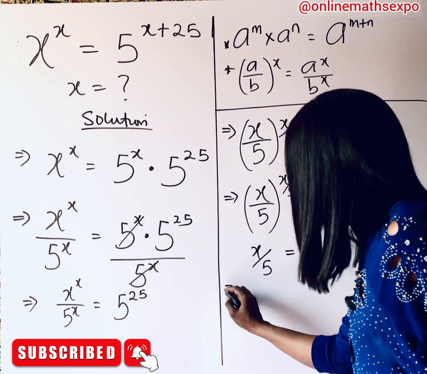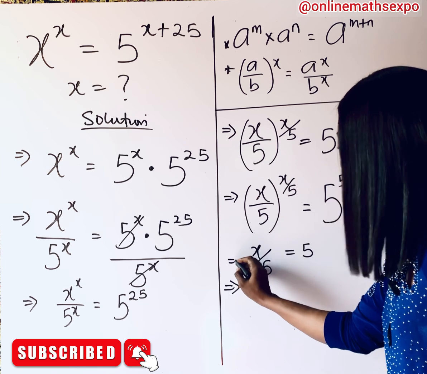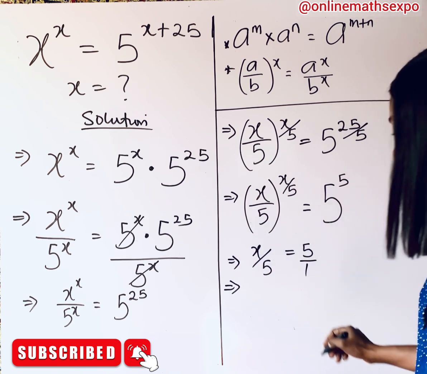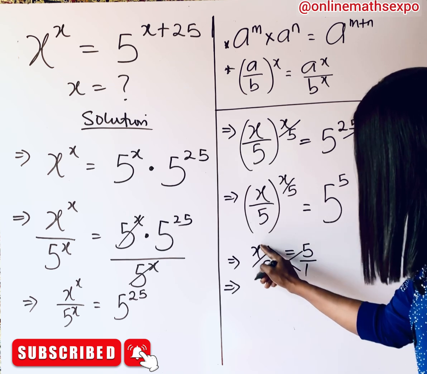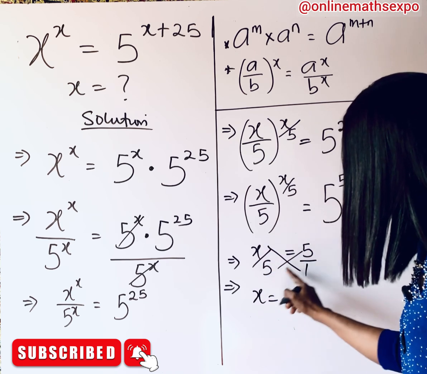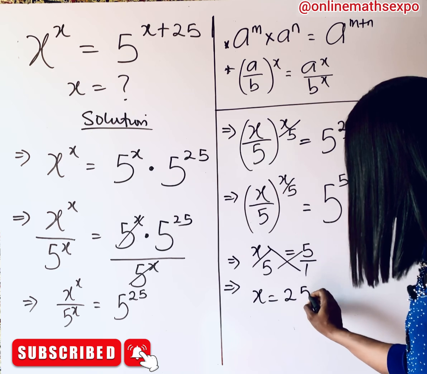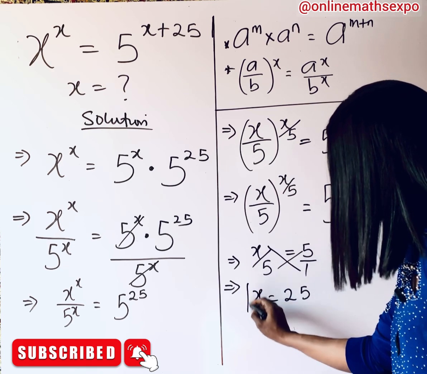So we're going to have it as, when you have this, what does it mean? You are going to have it as over 1, so that you can cross multiply this. And when 1 multiplies x, it gives you x. 5 multiplies 5 will give you 25. So you see we've gotten x as 25.